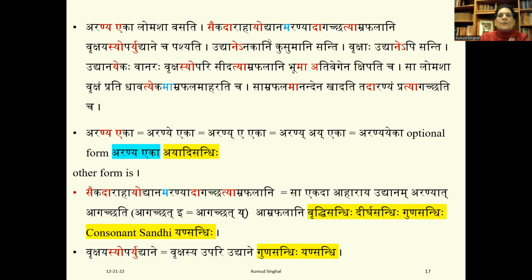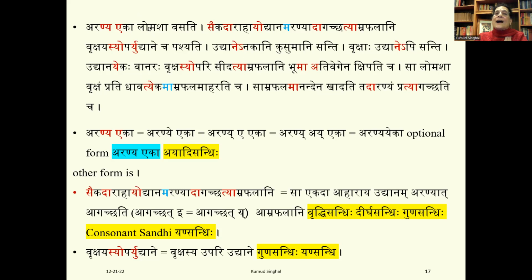And in blue is just the joining of a consonant with a vowel. So let us look at this word, Aranya Eka. Aranya Eka is actually Aranye Eka. Aranya means forest, and Eka is one. Now here, Eka Lomasha. Lomasha is a female fox. So Lomasha is feminine, and that's why it is Eka.